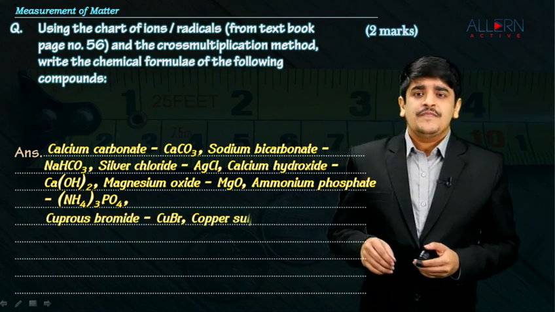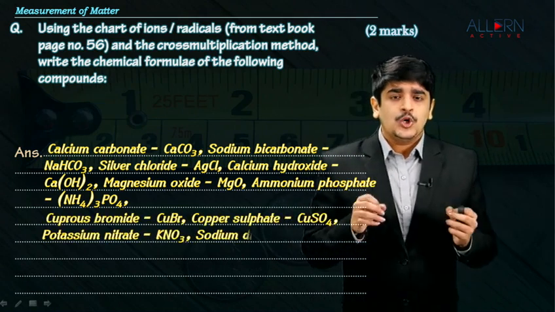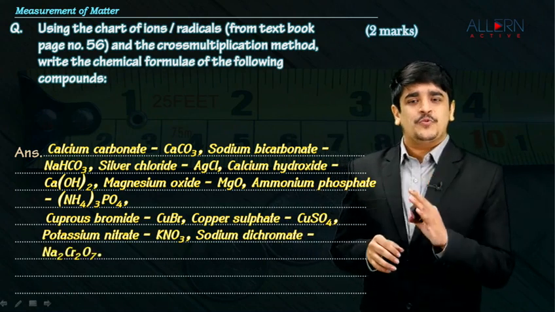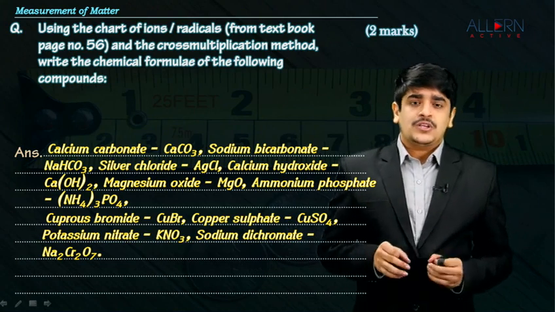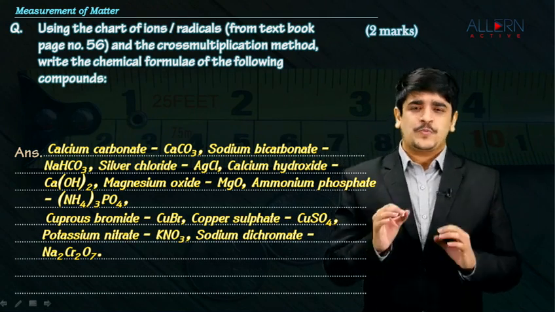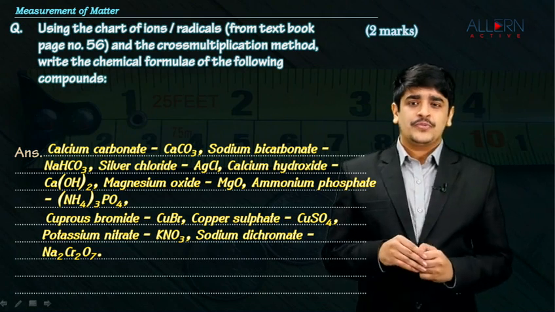Continuing, we have cuprous bromide. Cuprous is the lower valency of copper, Cu1+, Br1-, that is CuBr. Copper sulfate, so copper we will take the higher valency over here, Cu2+, SO4 2-, 2 plus 2 minus cancels, you get CuSO4.